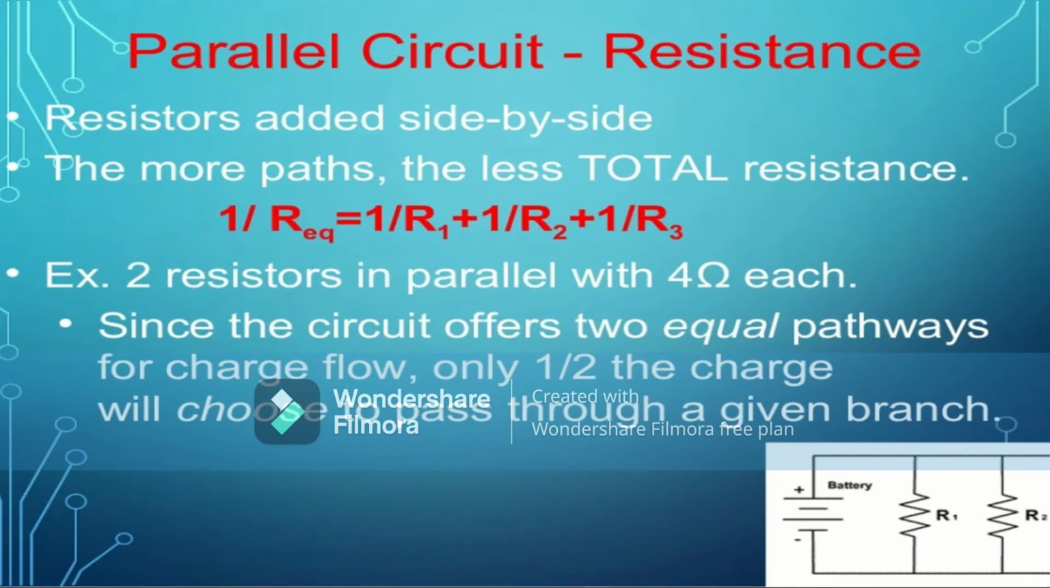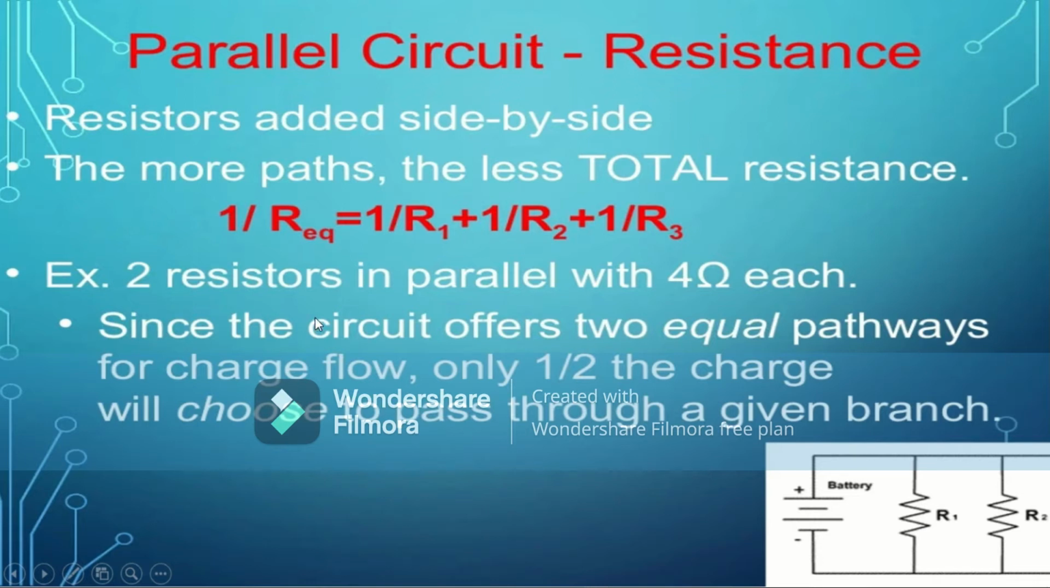In a parallel circuit, resistors are added side by side. The more paths, the less total resistance. 1 over total resistance will equal 1 over resistance 1 plus 1 over resistor 2 plus 1 over resistor 3.